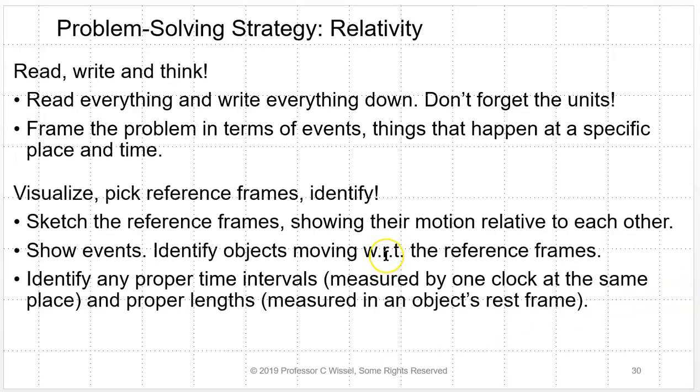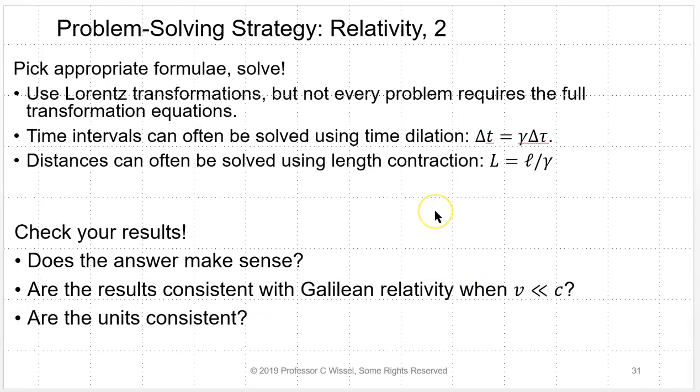Problem-solving strategy in relativity is pretty much the problem-solving strategy I've been talking about all along. You want to read everything, write everything, and think. So read everything, write everything down. Don't forget the units. Frame the problem in terms of events, things that happen at a specific place and time. Visualize, pick reference frames, and identify. Sketch the reference frames, showing the motion relative to each other. Show events. Identify objects moving with respect to the reference frames. Identify any proper time intervals measured by one clock at the same place and proper lengths measured in an object's rest frame.